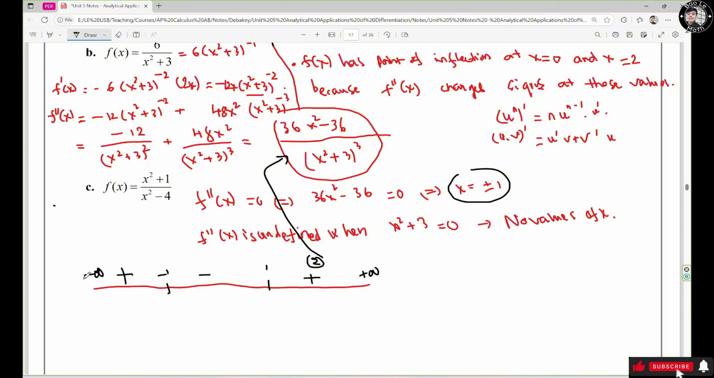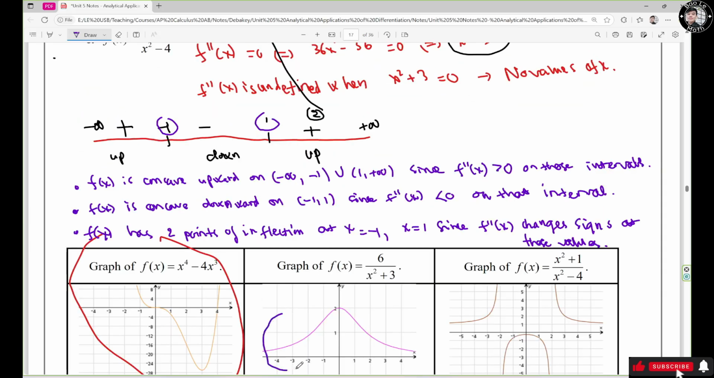So within the interval negative infinity to negative 1, the function is concave up, right? This guy concave up, and this interval concave down, right? And the function has two inflection points at s equals negative 1 and 1, right? Because f double prime of s changes sign at these two values, right? And if you graph it, it's gonna be something like this.